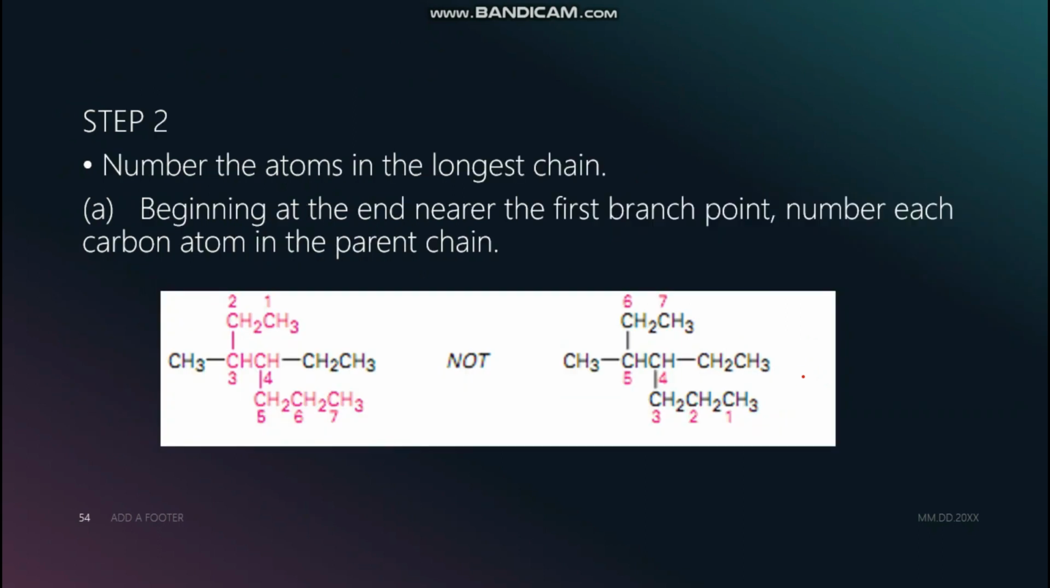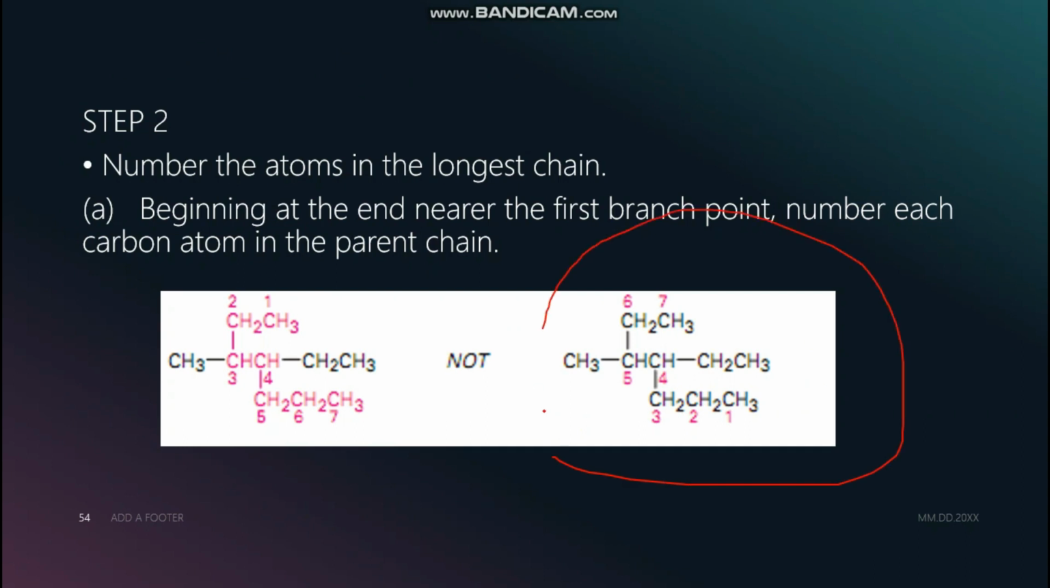Step 2, number the atoms in the longest chain. When we number the atoms in the longest chain, we should start from the end where the chain first branches, the end nearer to the first branch point.